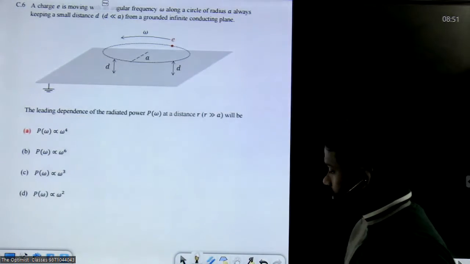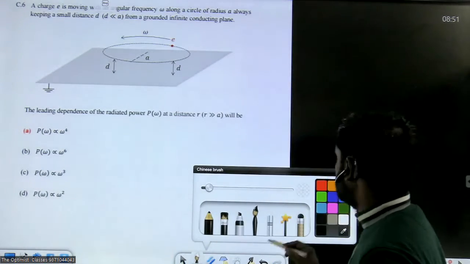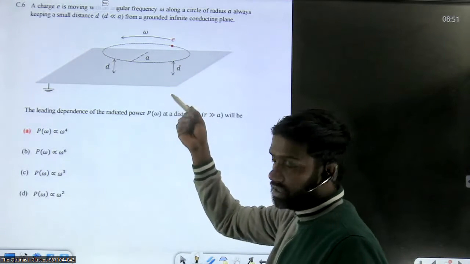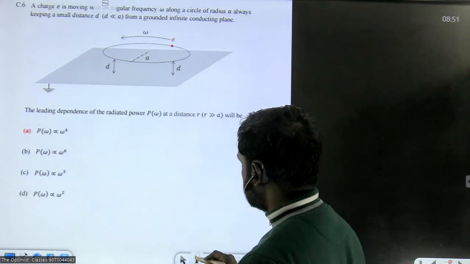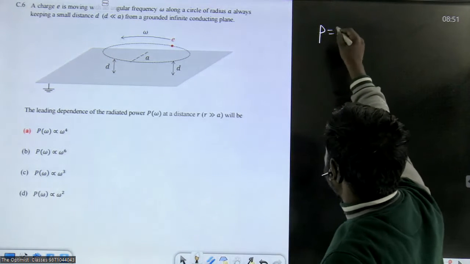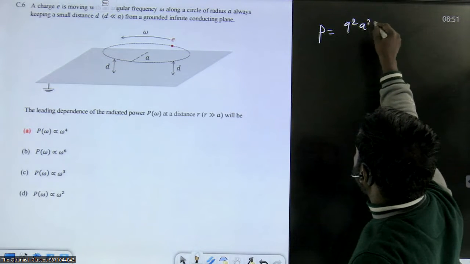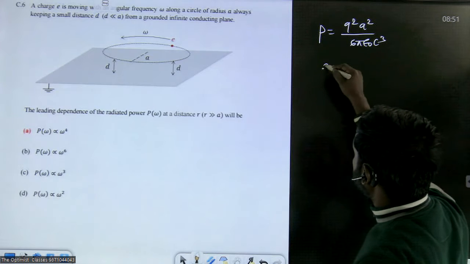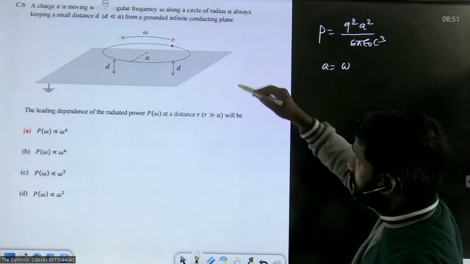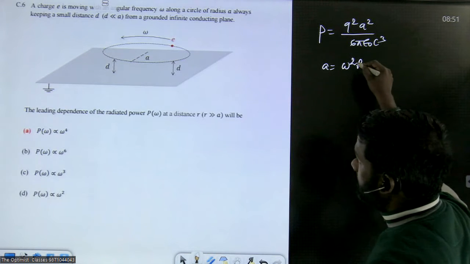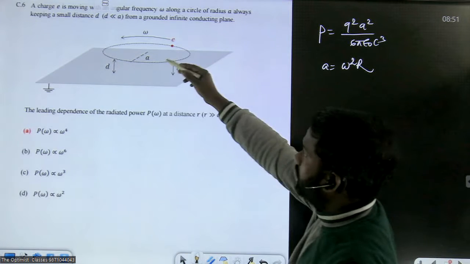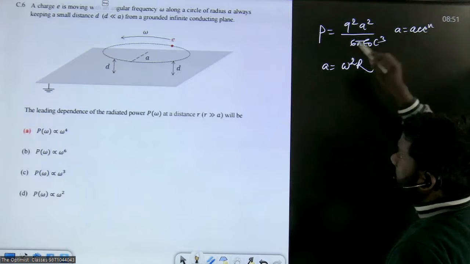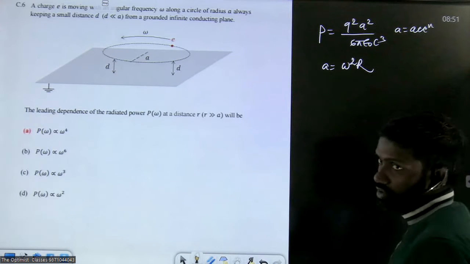This is quite a simple question from radiation. It says that an electron is revolving. When an electron is revolving, it is actually accelerated. And you know that when an electron is accelerated, it emits power, which is given by the Larmor formula: q square a square upon 6 pi epsilon naught c cube. Here a is acceleration, not the radius. For radius I'm using r. For circular motion, a is given by omega square r.